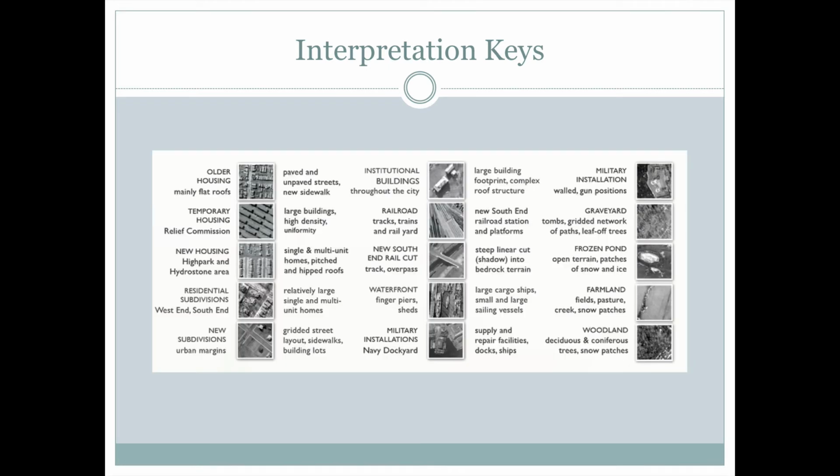This is an example of an interpretation key, where we can see, for example, some older housing, temporary housing, new housing, and a residential subdivision, and a subdivision being newly developed, and what the different patterns, not just patterns, but textures, tones, patterns, all of those things associated with each of those types of areas.